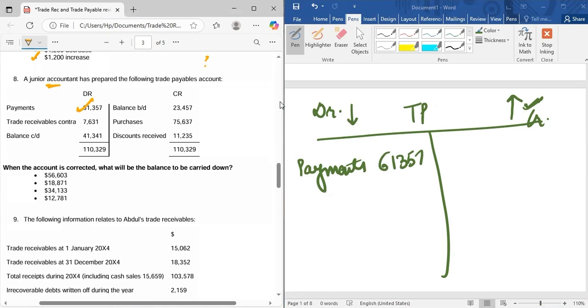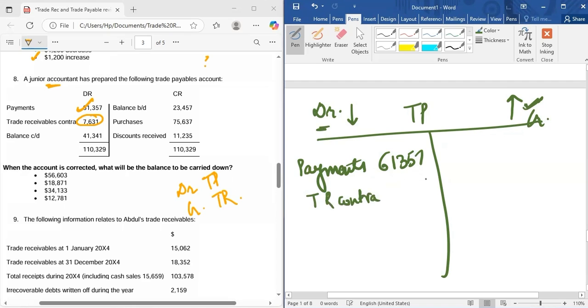Now the next. Trade receivables contra. What is this? This is the same entry which we did in the previous question. What entry did we pass? We debited our trade payables because payables have a credit balance, so we cancelled it, and we credited the trade receivables, right? We did this entry. So again, we were removing the trade payables, which means we are reducing the trade payables. Reducing trade payables means debiting them. So it is also appearing on the right side. Trade receivables contra is also appearing on the right side because we are reducing our trade payables.